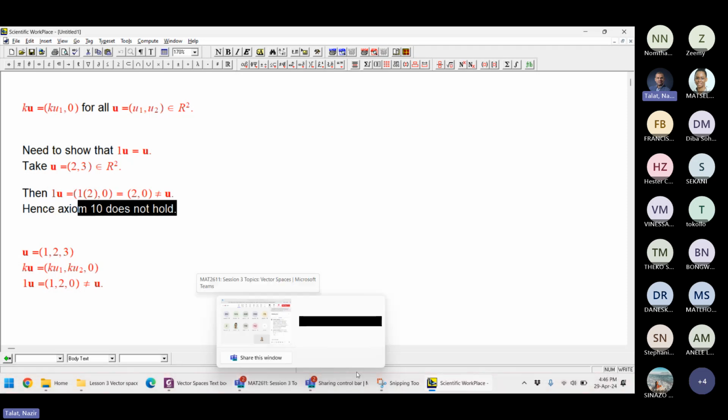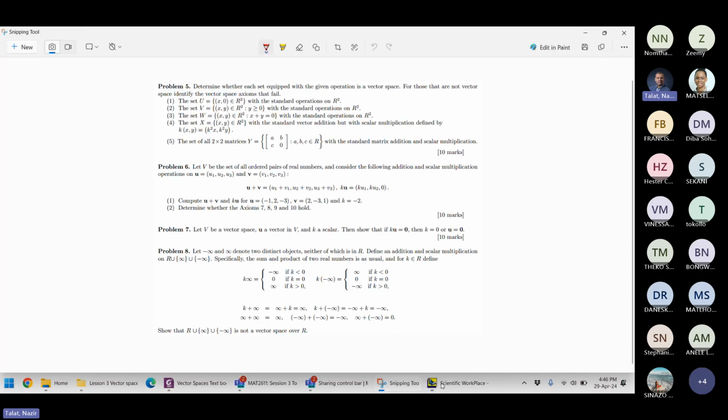Here we are taking a counter example and claiming that, look, it doesn't hold for some specific numbers. Besides, if you want to show that it's a vector space, then you need to show all the axioms. For example, take the set u of (x, 0) with standard operations. You know what the standard operations are, and you need to show whether this is a vector space or not. You need to show all the properties, so it means you need to show that it fulfills the criteria of a vector space.